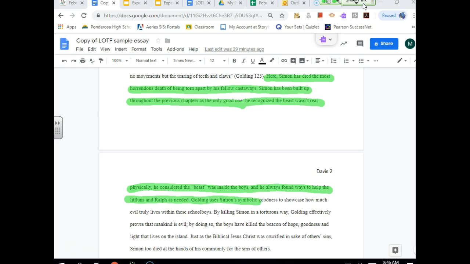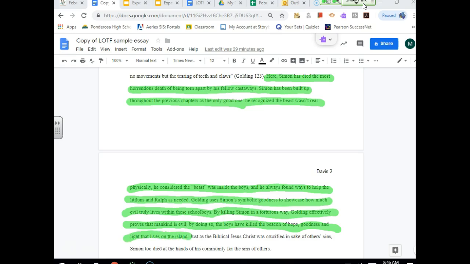Golding uses Simon's symbolic goodness to showcase how much evil truly lives within these schoolboys. By killing Simon in a torturous way, Golding effectively proves that mankind is evil. By doing so, the boys have killed the beacon of hope, goodness, and light on the island.